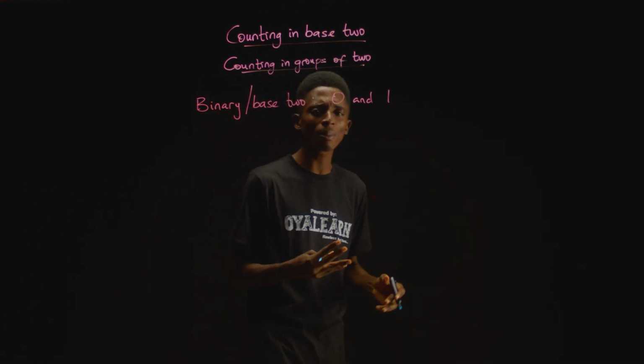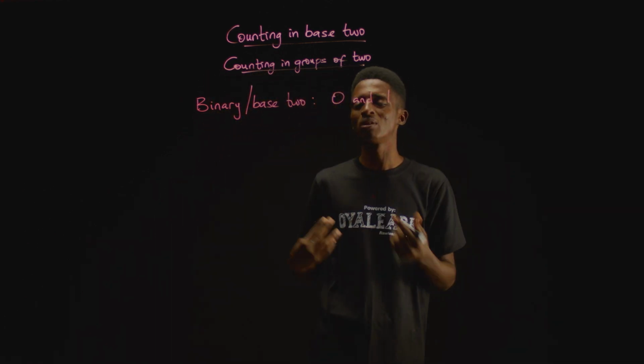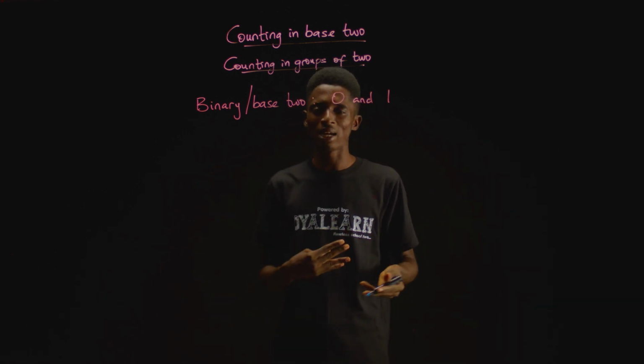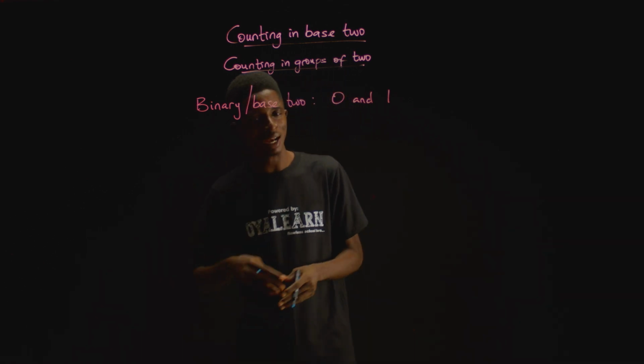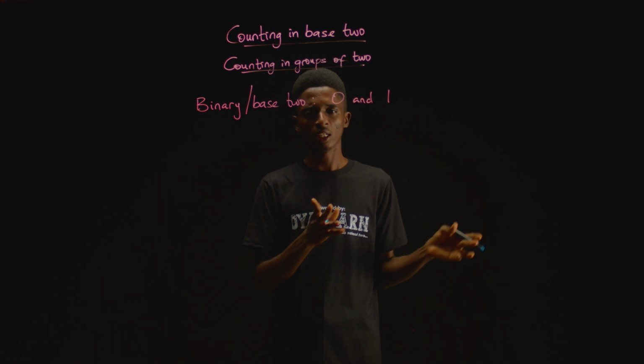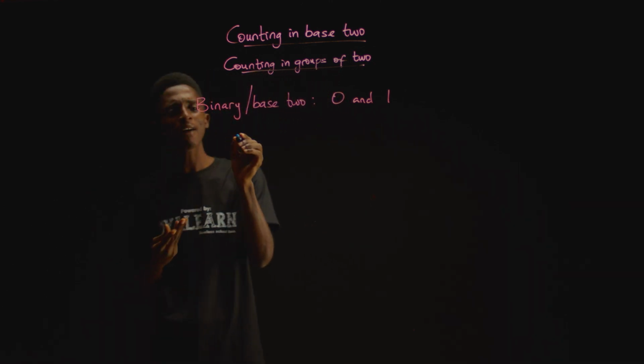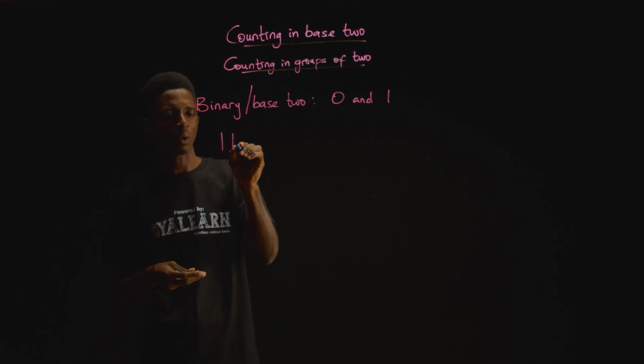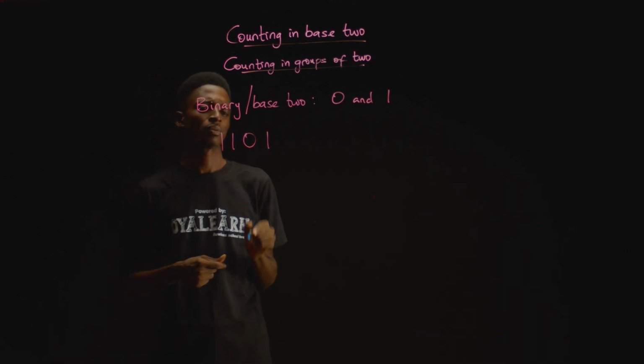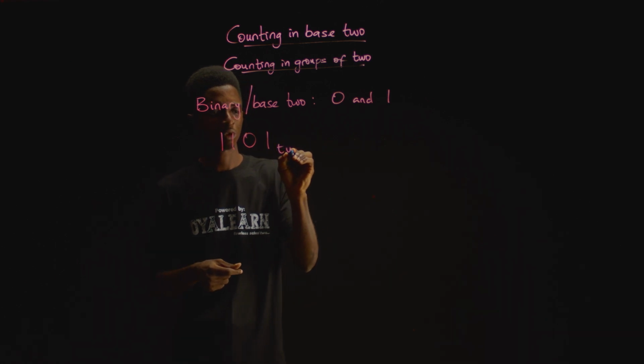Now to make up numbers, we combine these 2 digits in different formats to make up from small numbers to very large numbers. So let's take an example where we combine zeros and ones. So if we have something like this, 1, 1, 0, 1, and this is in base 2.